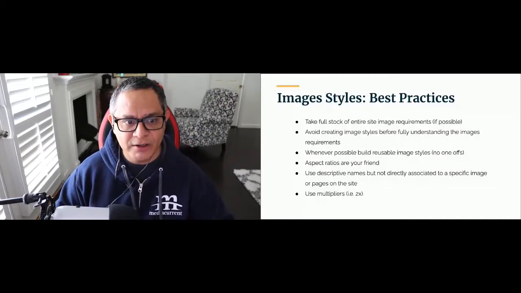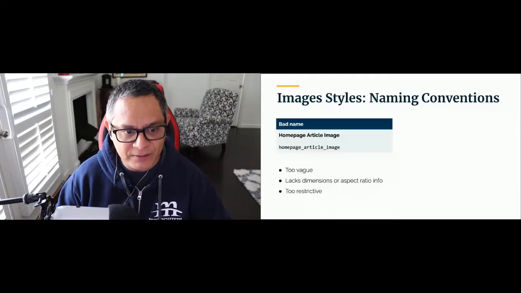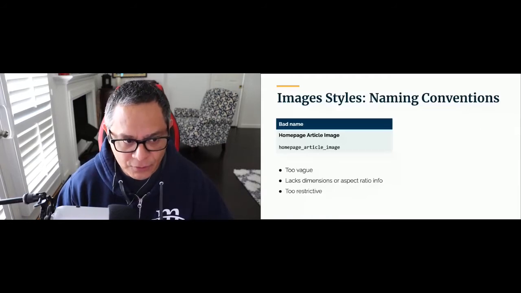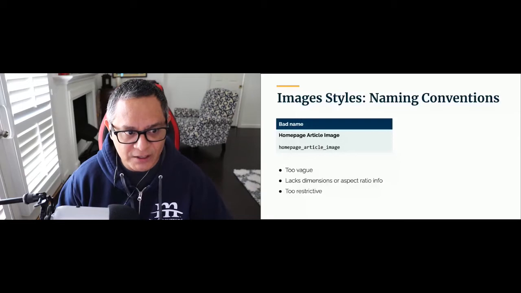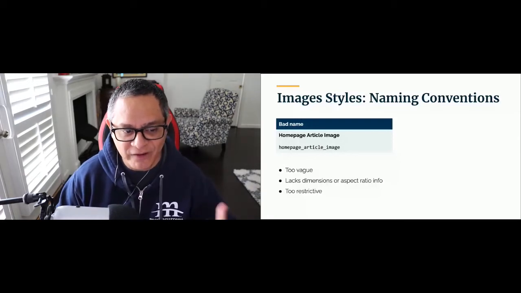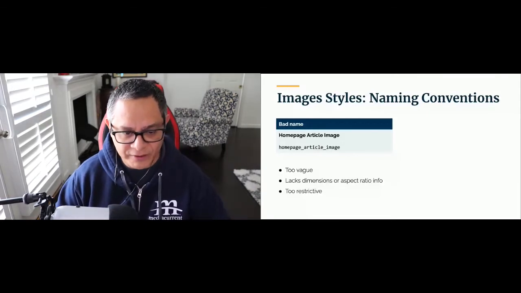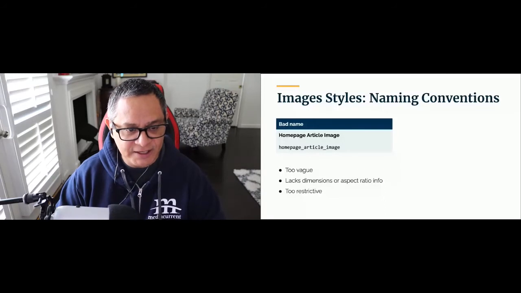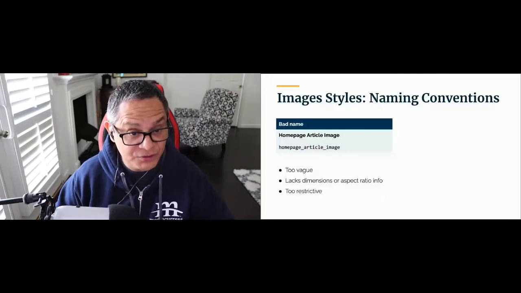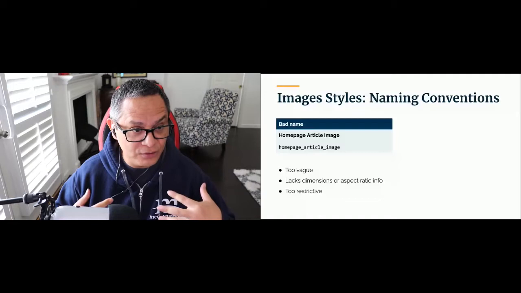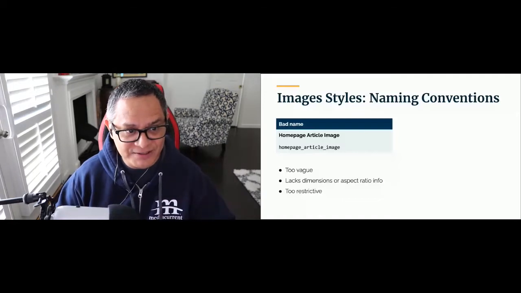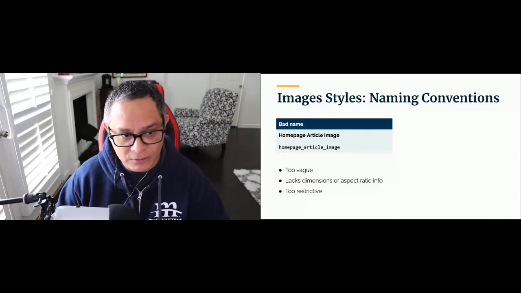So here is an example of a bad name for an image style, right? If we look at this name, it'll be homepage article image. The problem with this one is that it's too vague, right? It doesn't give us enough detail about the image. It doesn't say what the aspect ratio is. It doesn't tell us what the dimensions of this image are. The other problem is that based on the name, it seems like you can only use it on the homepage and for article content, right?